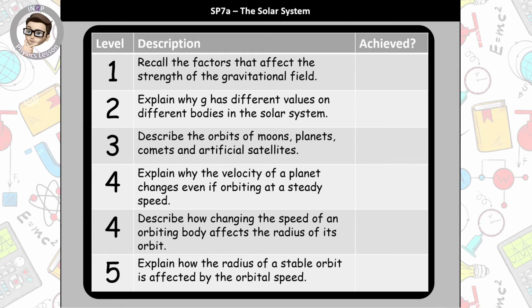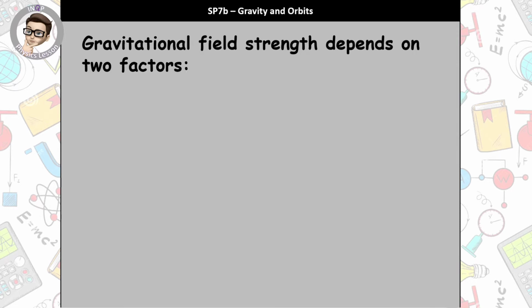Describe the orbits of moons and planets, comets and artificial satellites. Explain why the velocity of a planet changes even if orbiting at a steady speed. Describe how changing the speed of an orbiting body affects the radius of its orbit, and explain how the radius of a stable orbit is affected by the orbital speed. So lots of bits about orbital mechanics in this lesson.